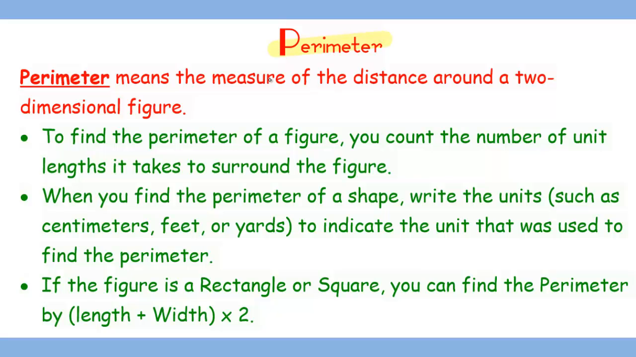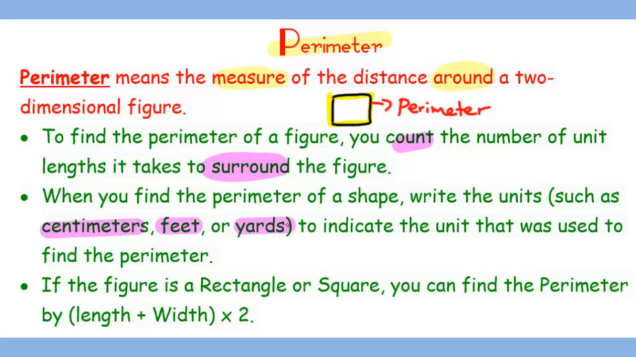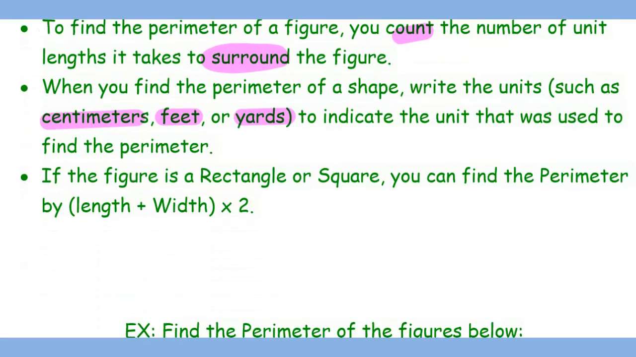Perimeter is defined as the measure of the distance around a shape, which, as you can see from the highlighted area, is basically the border of the shape. And to find the perimeter, you can count the number of unit lengths around the shape. When you find the perimeter of a shape, you just write the units down, such as centimeter, feet, or yard, without using the squared.